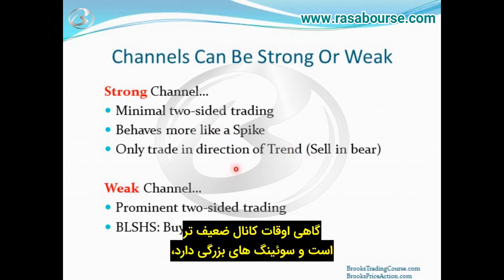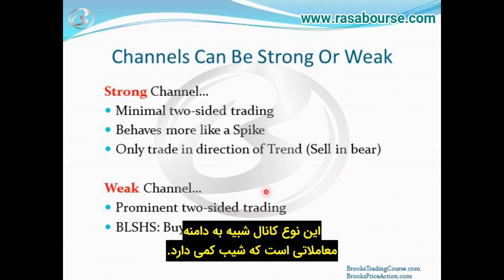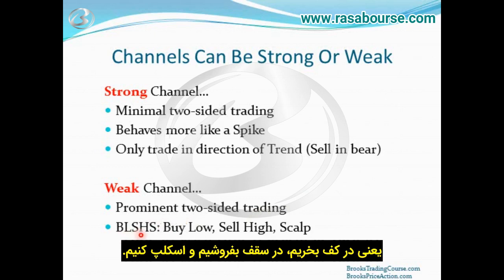When the channel is weaker and it has big swings up and down, but it's still forming lower highs and lower lows, two-sided trading is prominent. It's very similar to a trading range that has a slight slope to it, and you should trade it like a trading range. Buy low, sell high, and scalp.